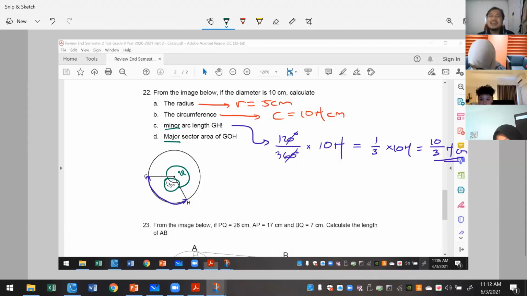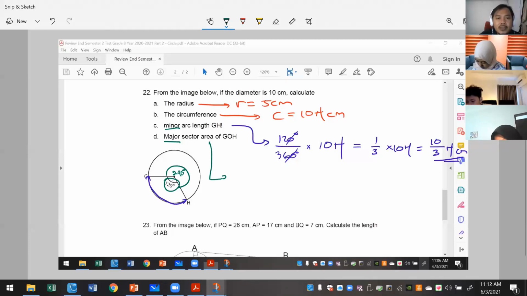Okay, there we go, guys. So that is the angle here. Just pay close attention to the question, whether it's asking for the minor or the major. In here, the angle of the X is going to be 240 degree because we only need to subtract 360 by 120.